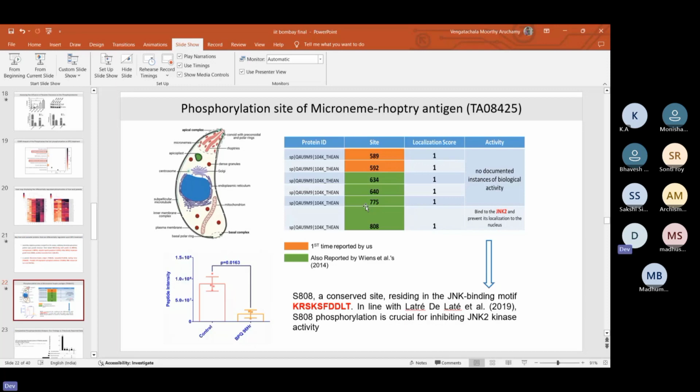However, coming to the biological activity or importance of this particular phosphorylation, no documented instance of biological activity has been present, and these sites can be further studied to see the biological importance. However, one site, that is phosphorylation 808, which we found as well as the other group, suggests that this phosphorylation is important, it binds to the JNK kinases and plays a very important role in maintaining this cancerous phenotype.